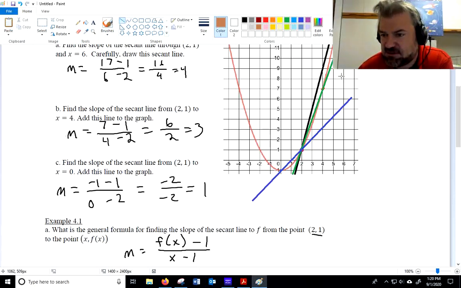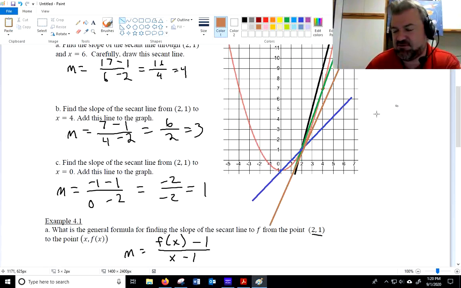So a tangent line, we're just going to come down here. We're just going to graze the edge right there. So there's my tangent line, right? So it's got a slope that's bigger than this blue line of 1, but it's less than the 3 and the 4 from before.